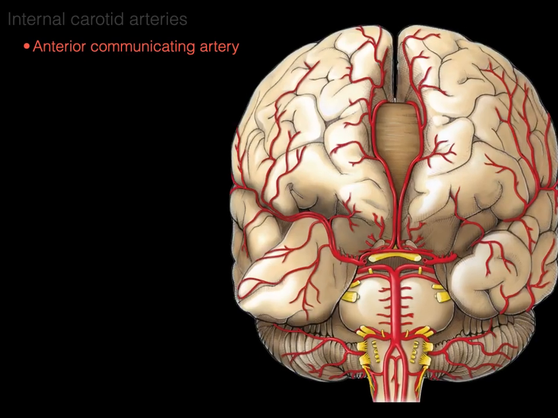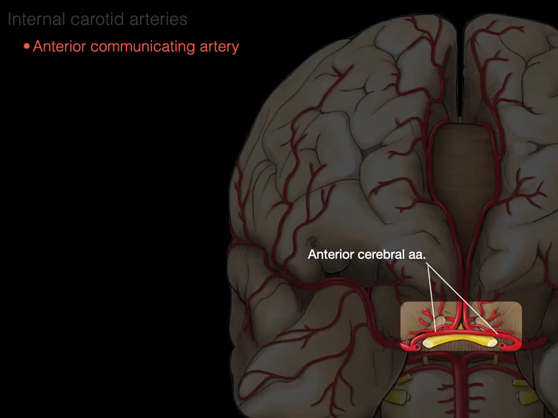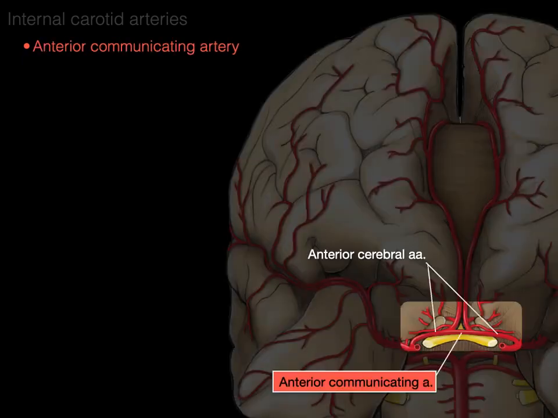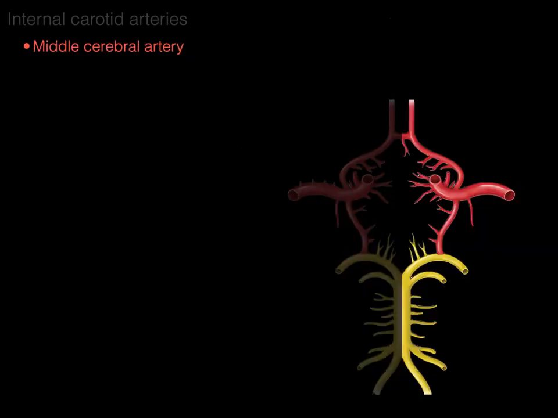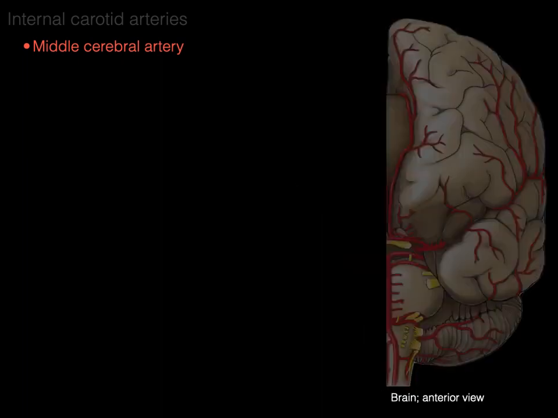Let's do that again from this anterior view. There are our anterior cerebral arteries, and right there is our anterior communicating artery connecting the two together. Now our middle cerebral artery is right there, and middle cerebral because it's the middle of the cerebrum. So here's the brain in anterior view.